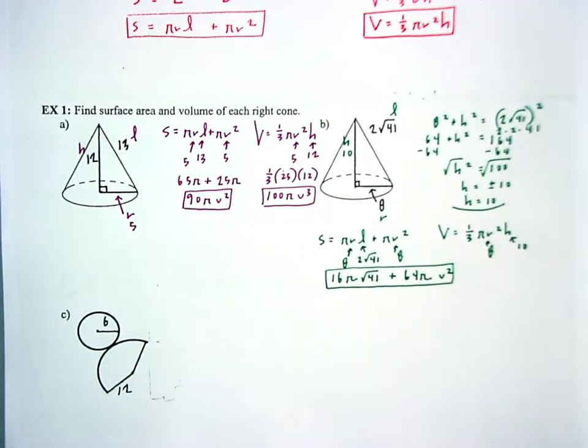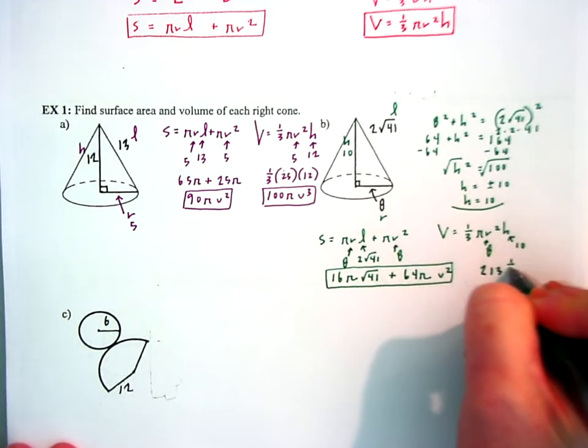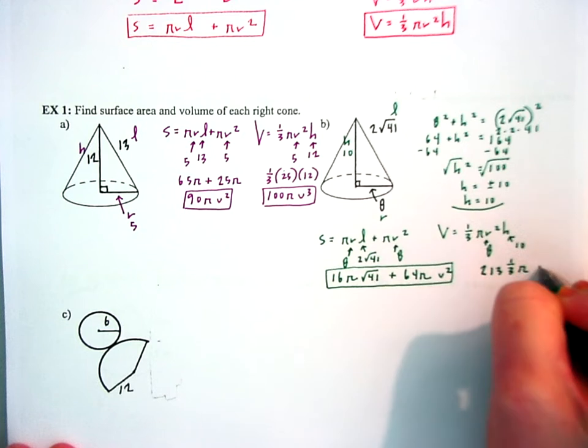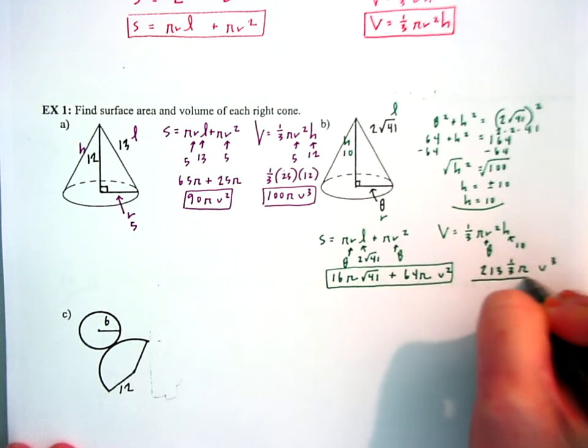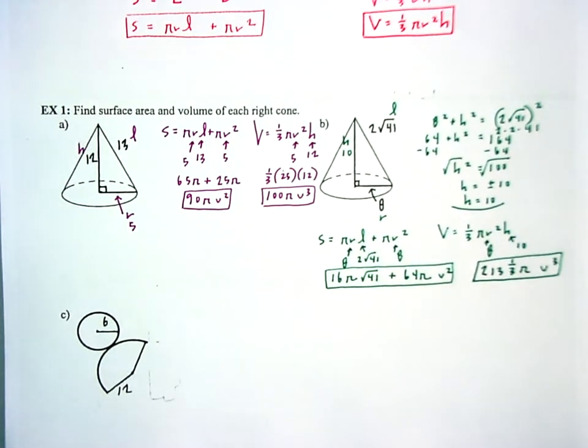Okay, next I'm taking 1/3 of 64 and then multiplying that by 10. So I end up with 213 and 1/3 pi units cubed. You could always leave that as improper as well. That is perfectly fine. I just made it a mixed fraction right away.